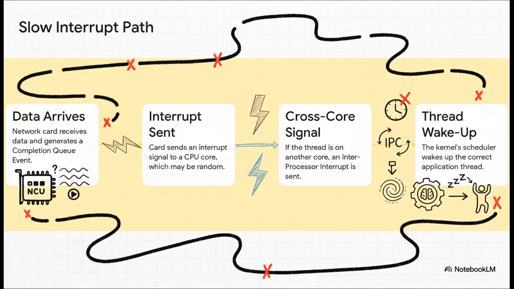So why on earth is it so slow? Well, it's because the traditional path is this long, winding road. The network card sends a signal. The first CPU core to grab it might not even be the one that needs the data, so it has to send another signal to the correct core. Then the main operating system has to wake up and figure out which specific application gets the data. Every single step adds another one of those killer microseconds.